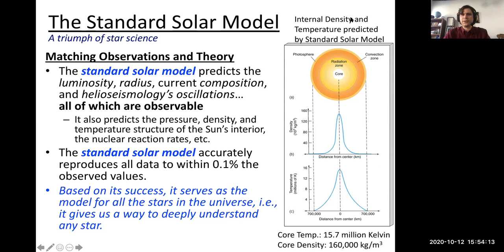So, that is our study of the sun, or the beginning of the study of our sun. We still have a long way to go, and I will see you in all of those videos where we continue to talk about the sun as a star.